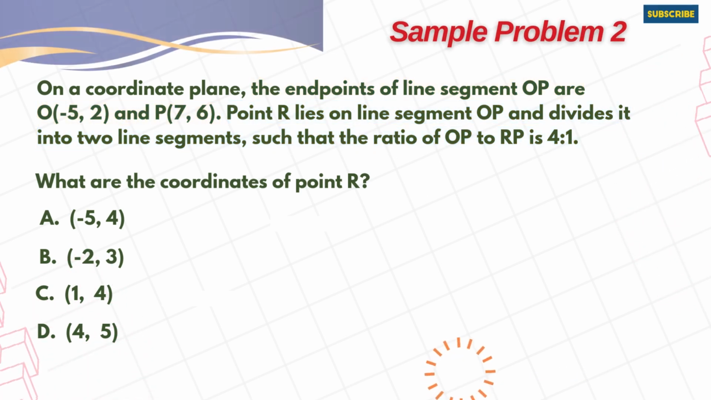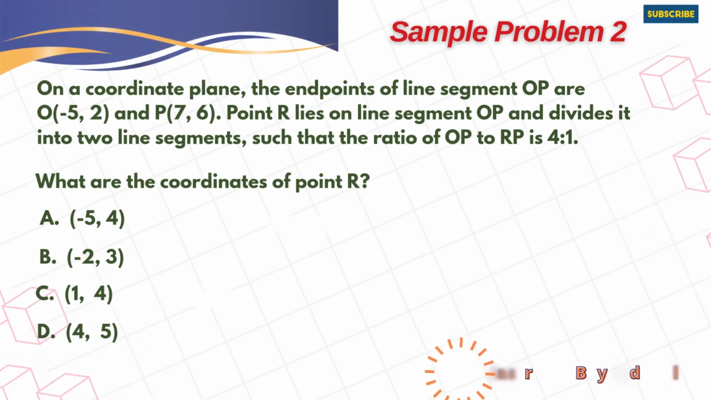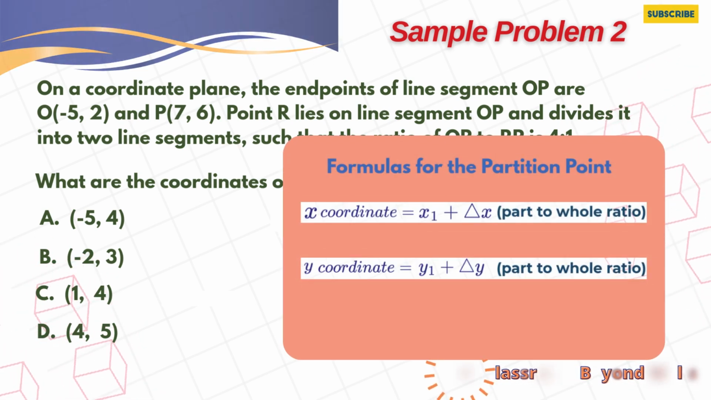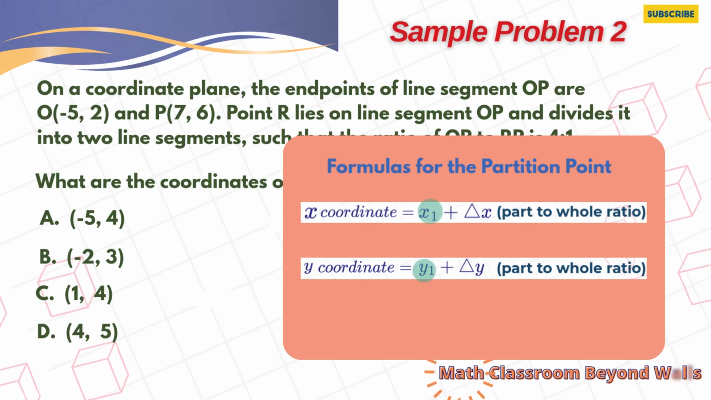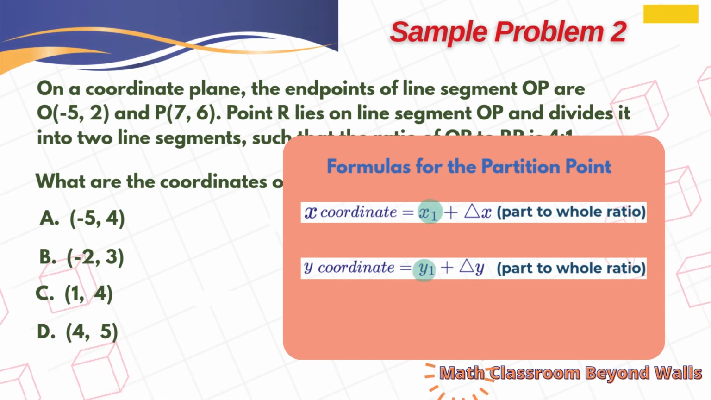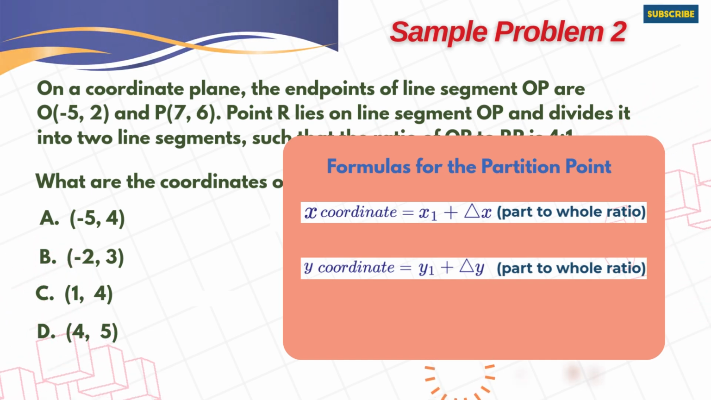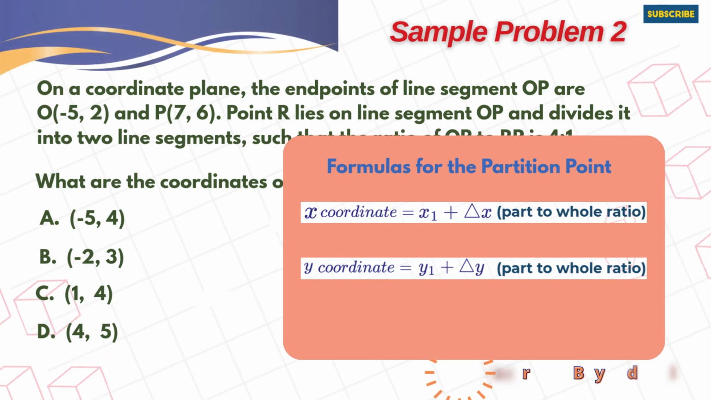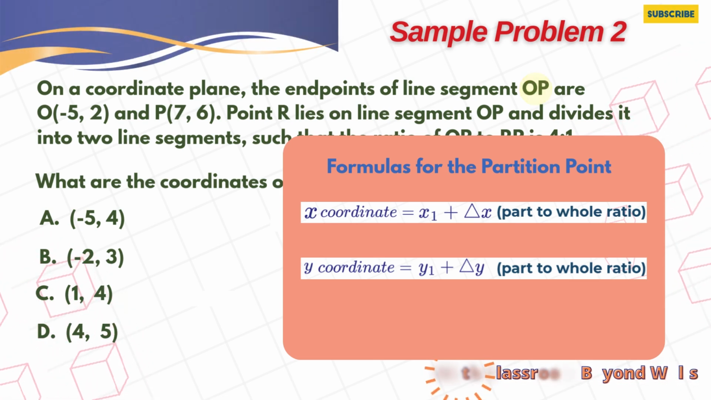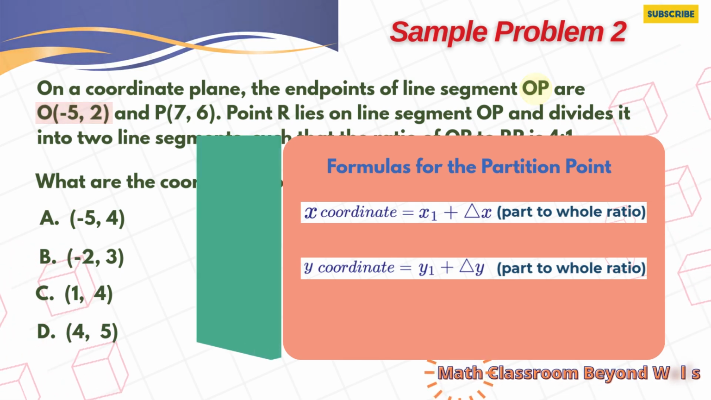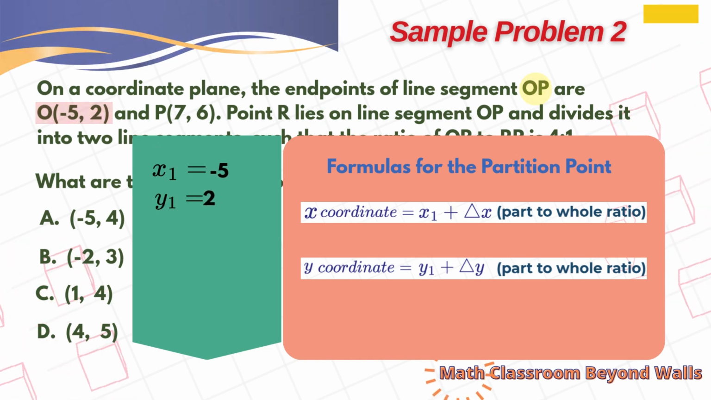Okay, so let us have the formulas again so we will be guided on what information to process. The formula calls for x1 and y1. Remember that these are the coordinates of the initial point. Which one is the initial point again, learners? You are correct. The initial point is the first letter of the segment's name. Hence, it is point O. Thus, x1 is -5 and y1 is 2.